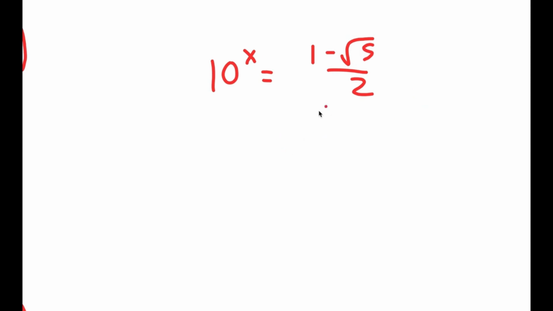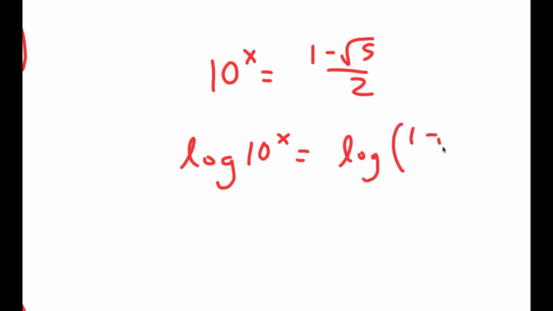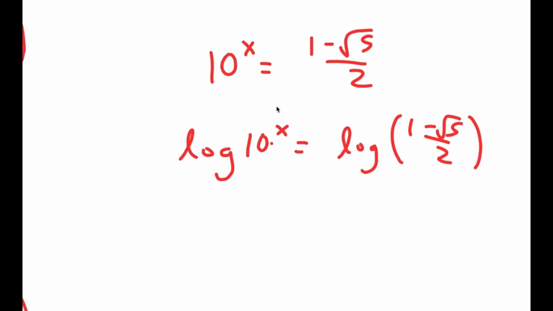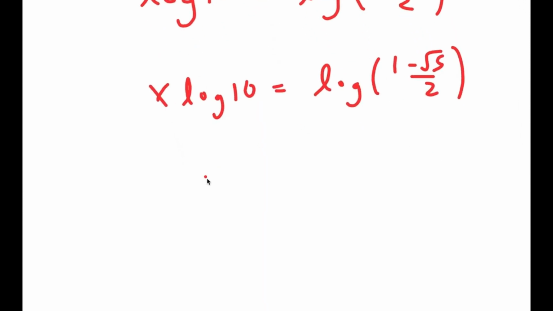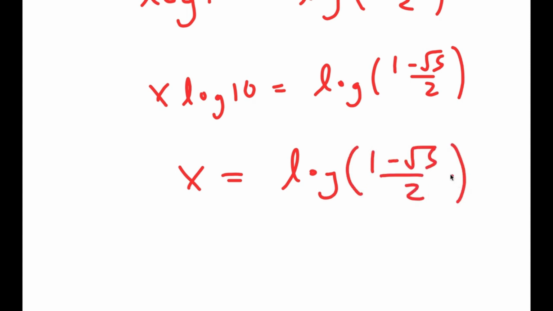So to solve this, we're doing the same thing. We're going to be using logarithms. So I get log 10 to the power of x is equal to log of, this time, 1 minus the square root of 5 over 2. Now I can move x down, so I get x times log 10 is equal to log of 1 minus the square root of 5 over 2. And we don't even have to divide both sides by log 10 because we already know log 10 is equal to 1. So we can just get rid of it, and I get x is equal to log of 1 minus the square root of 5 over 2.